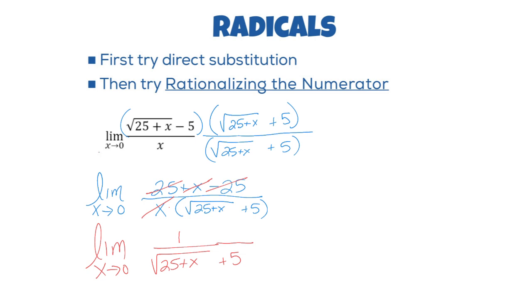Once you do your simplifying, that's when you go back to that direct substitution and see if it'll work. If you plug in a 0 right here, that's just going to become a square root of 25, which is nice. Square root of 25 is 5, plus 5. I'm going to end up with a 1/10 on that.